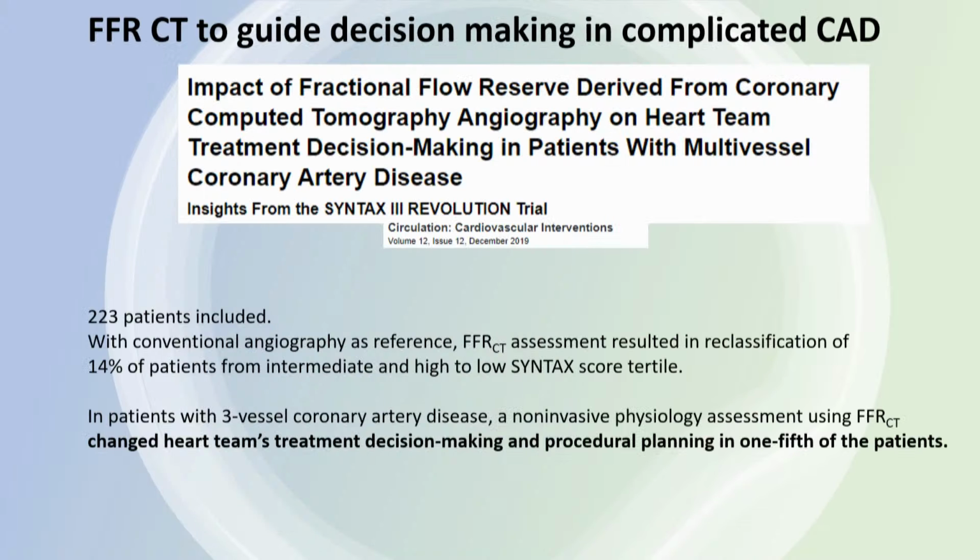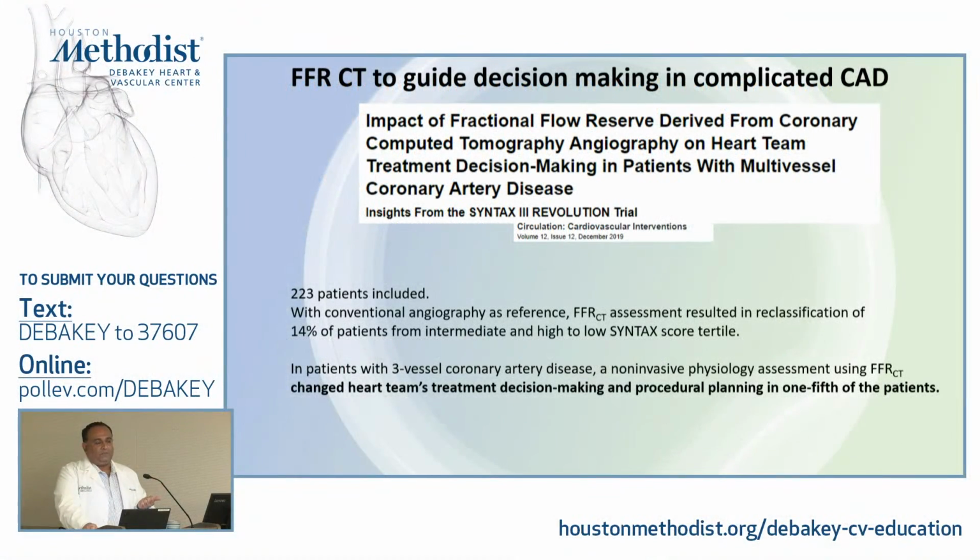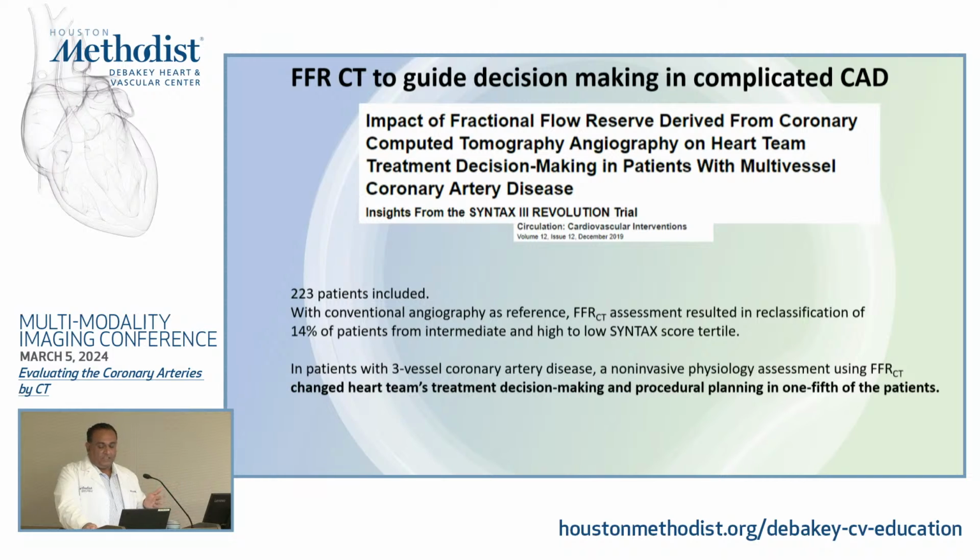Anyways. So what about using FFRct in complicated multi-vessel coronary artery disease, 3-vessel coronary artery disease, that's what we get at Methodist? This was partly addressed in the Syntax 3 Revolution trial. So as you know, there's been Syntax 1, Syntax 2. Syntax score is a score that they have developed for heart teams to decide whether patients with 3-vessel disease are appropriate for CABG versus PCI, or if either option is equally good.